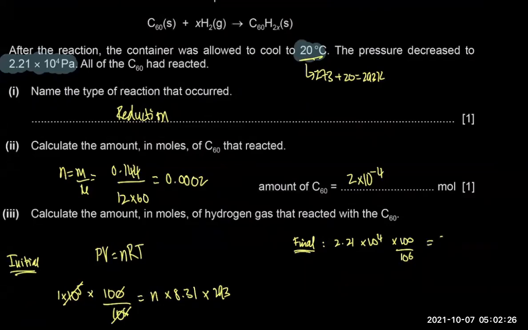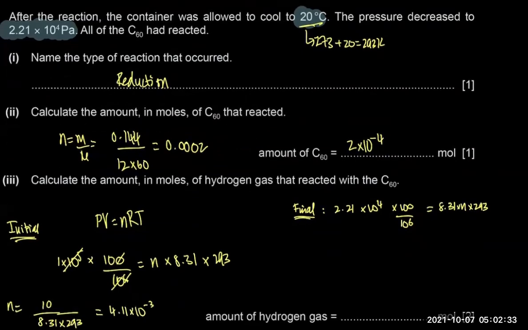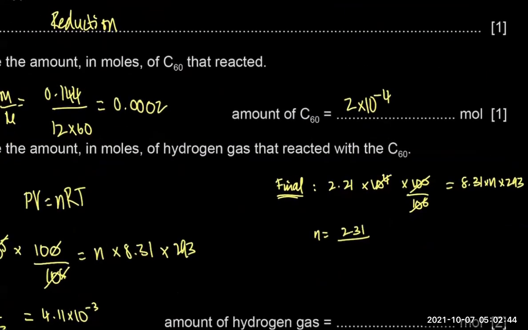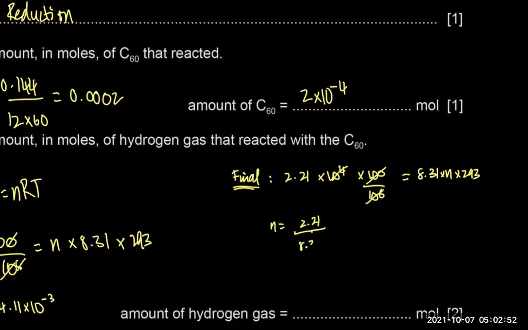That's again PV equals nRT. So that's 8.31 times n times, again the temperature is the same. What does n come out to? It is 2.21 times 10 to the power of 4 divided by 8.31 times 293. So what does that come to? 9.08 times 10 to the power of minus 4.